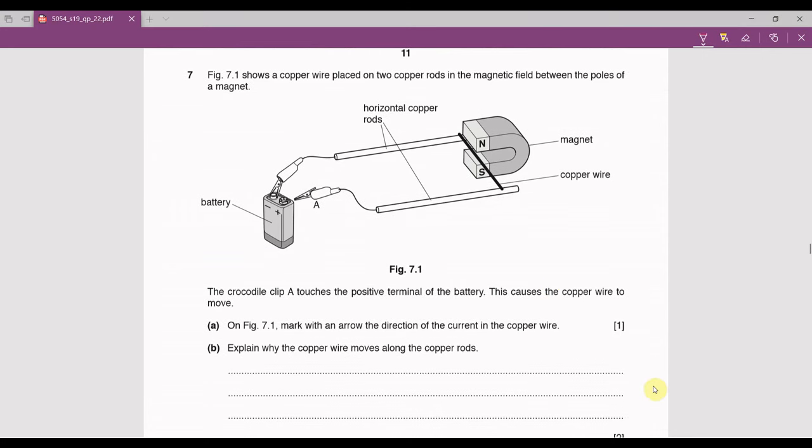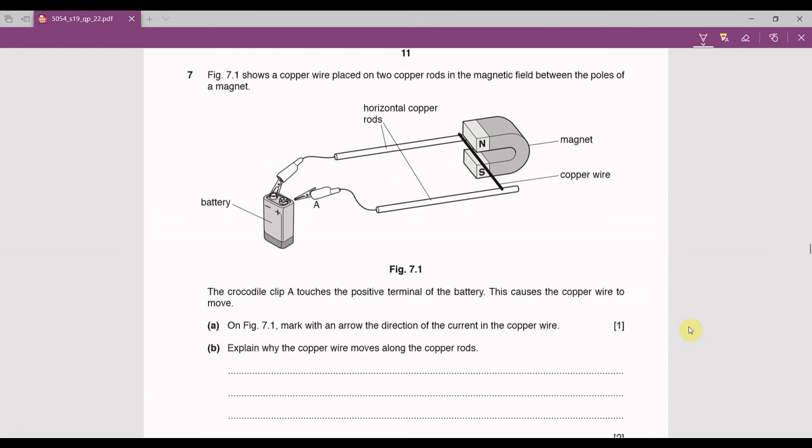So question number 7, we have a U-shaped, a horse-shaped magnet, and we have a copper wire which is placed on top of two other copper horizontal rods. And if you can see, the copper wire, the black one, is basically free to move, and it can roll back and forth on these copper rods if a force is acting on it.